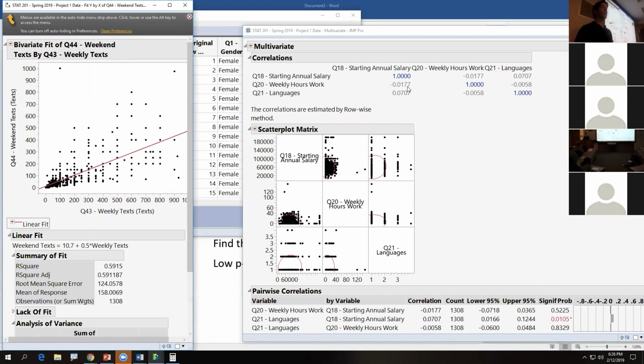Do you guys remember in the notes we had a correlation matrix where I asked you guys what was the most correlated and the least? The most correlated would be number of languages and starting annual salary. You could also look down here and see that because it has the highest absolute value of correlation.